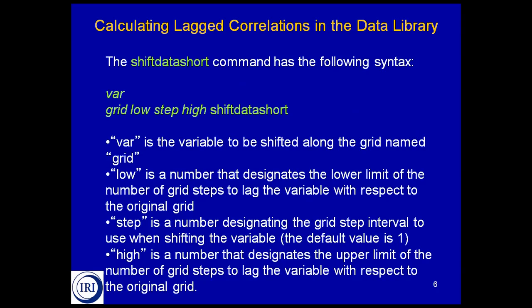The shiftdatashort command has the following syntax. First, you have the variable that is to be shifted along the grid. The grid is named grid, so you use the name of the grid here. Then low is a number that designates the lower limit of the number of grid steps to lag the variable with respect to the original grid. Step is a number designating the grid step interval to use when shifting the variable. The default value is 1. High is a number that designates the upper limit of the number of grid steps to lag the variable with respect to the original grid. And then you use the command shiftdatashort.